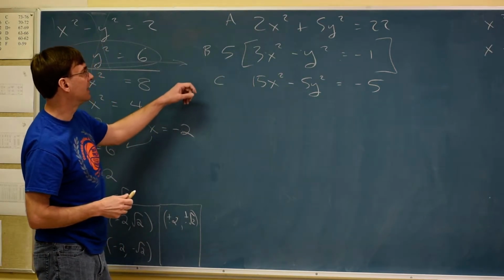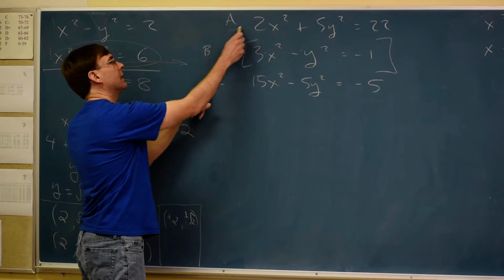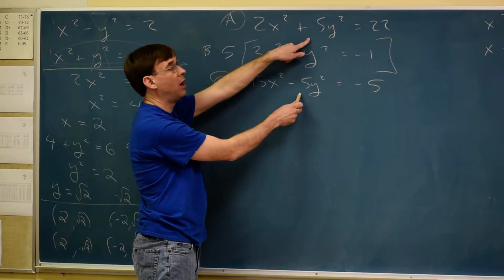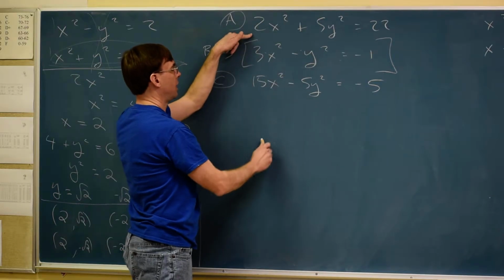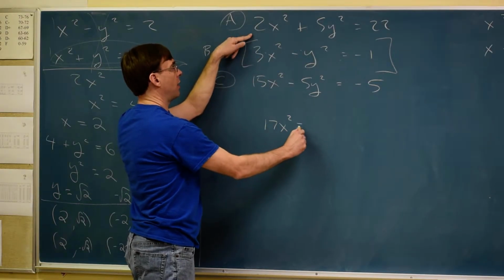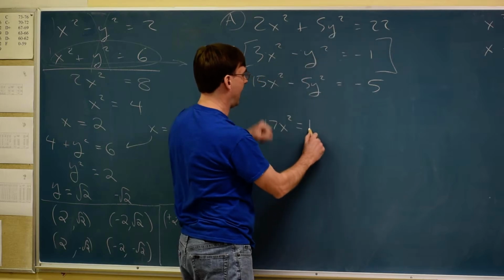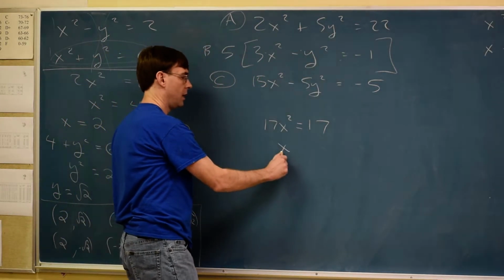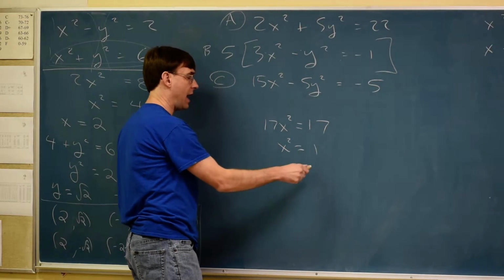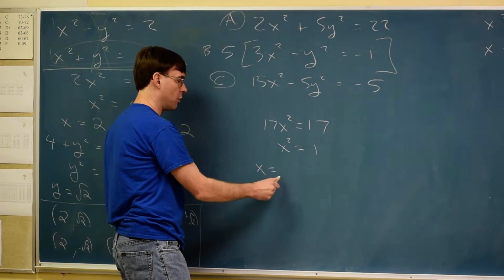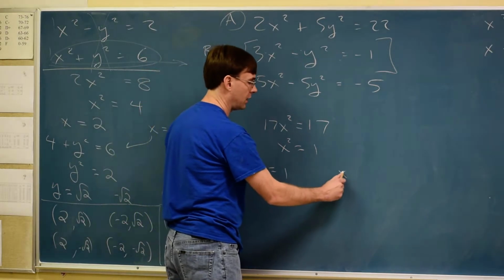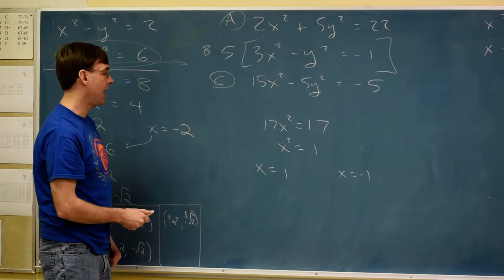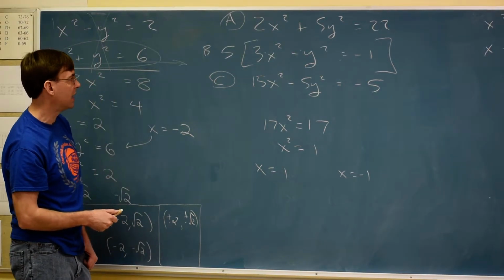What I'd like to add together now is A and C. If I add these two together, I would bump off the y squared opposites. I'd get 17x squared equaling 17. 22 and negative 5 is 17. Get the x squared alone by dividing, that's 1. When I do a root, it's not just 1, it's also negative 1. And then I need to get myself answers for y's.